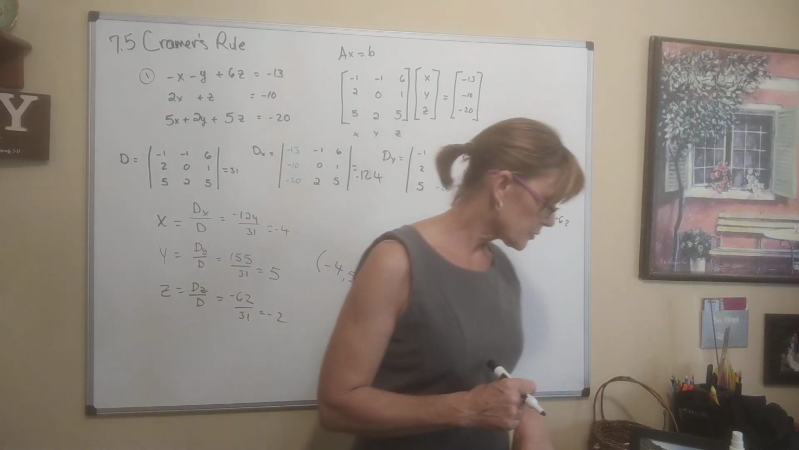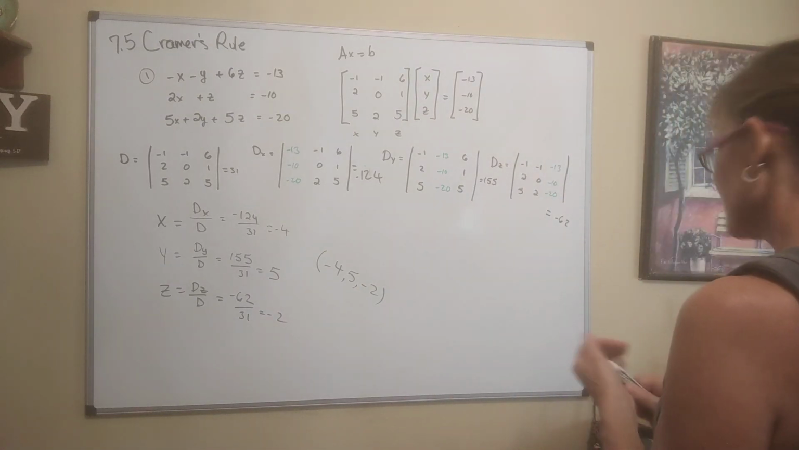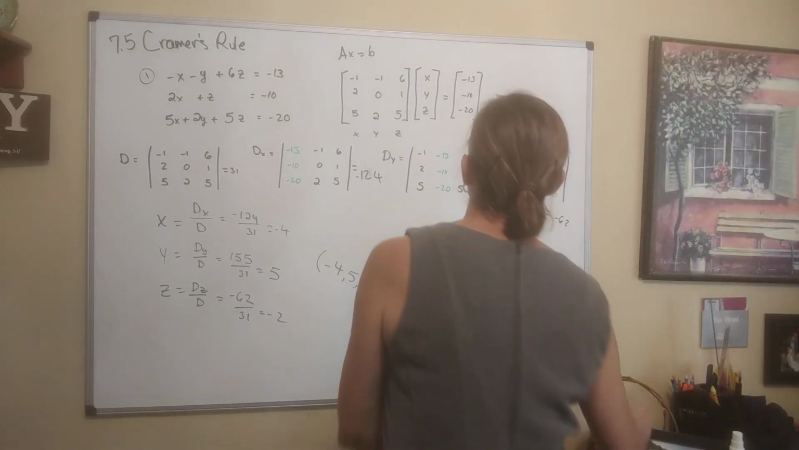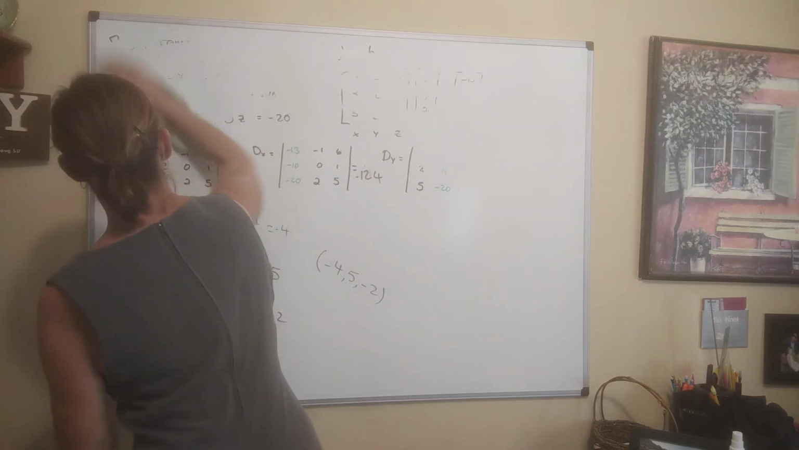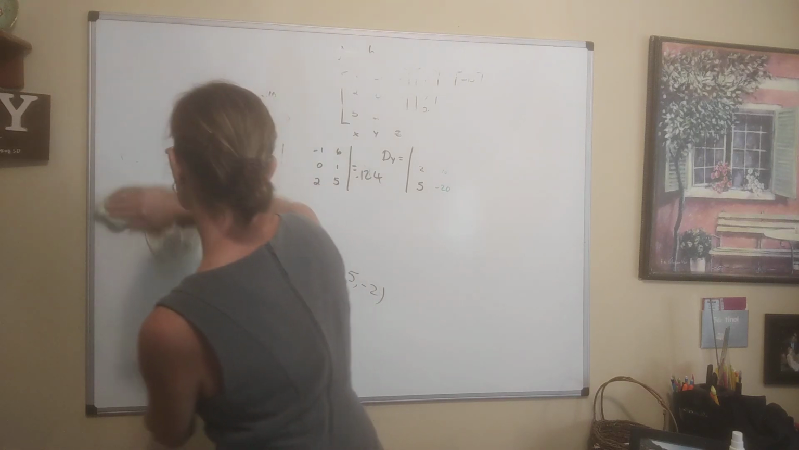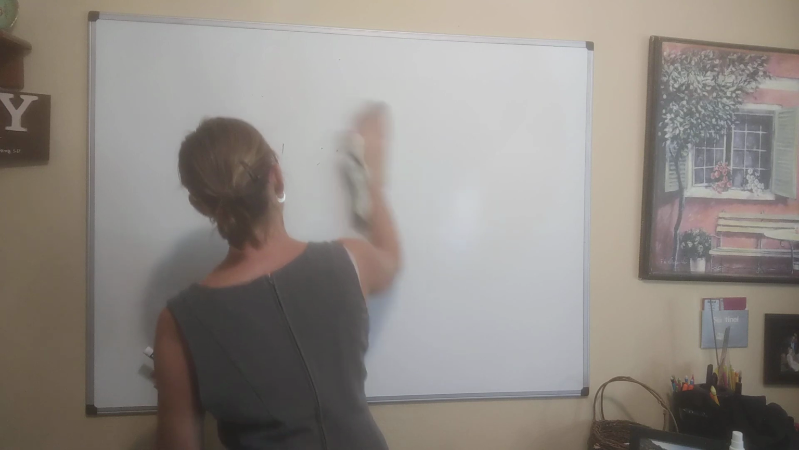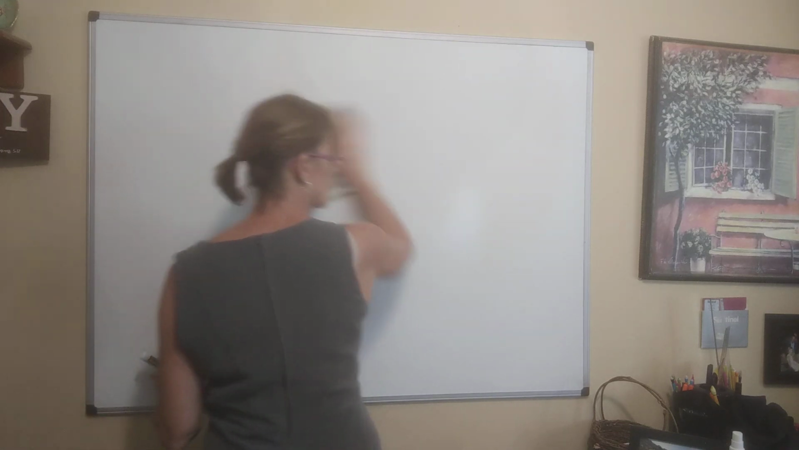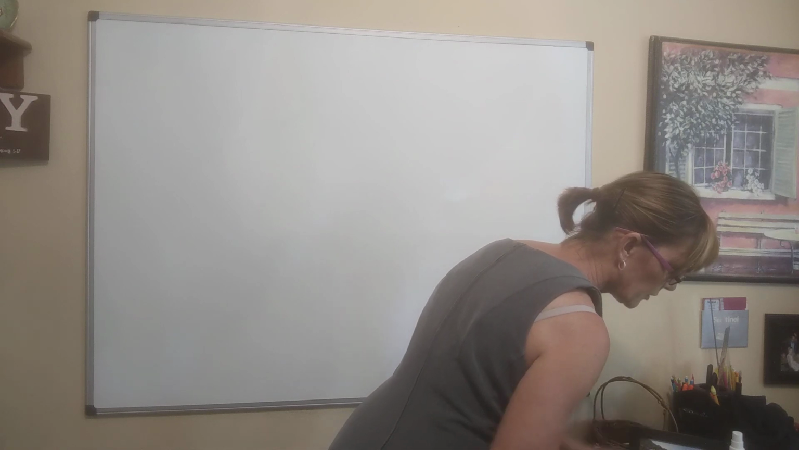Cool, that's Cramer's rule. Now, let's do number 2, and we're going to do this one completely by hand, because it's just a baby 2 by 2. All right, so 2 by 2 goes like this.